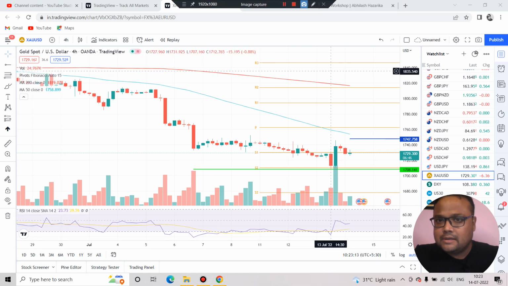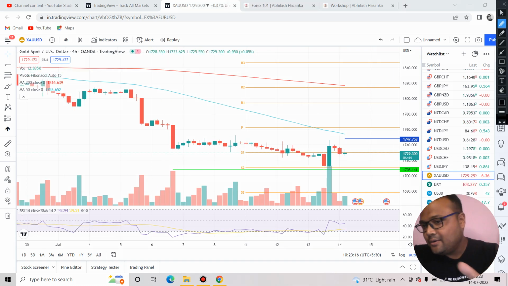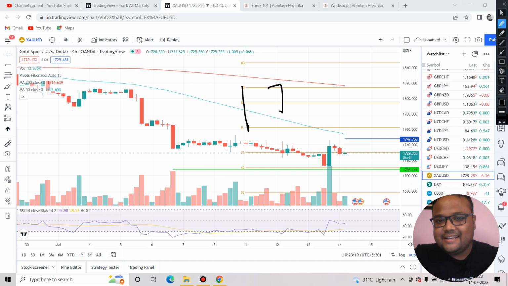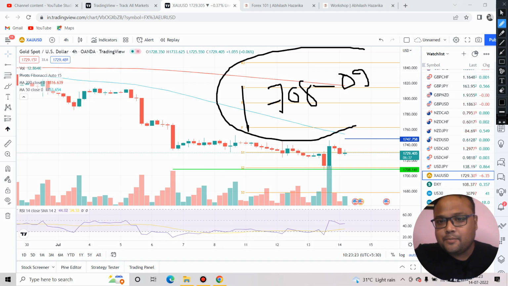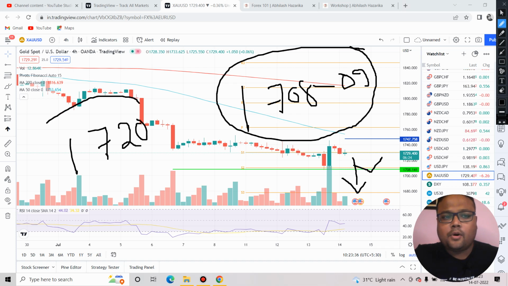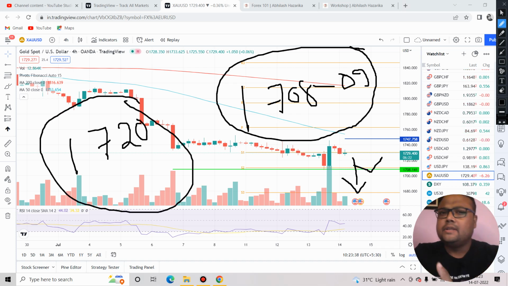Okay, so for today, whether you're a day trader or a position trader, doesn't matter, 1708 to 1709 will be an important level. If the market bounces from here, you can go for a buy, and if you find the market breaking the level and going down, you can go for a sell again. 1720 is no longer an important level. If you are following a different strategy, then that's your personal opinion, but at least today I will not suggest any position below 1720.